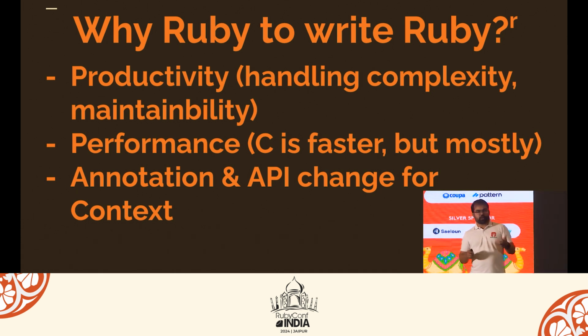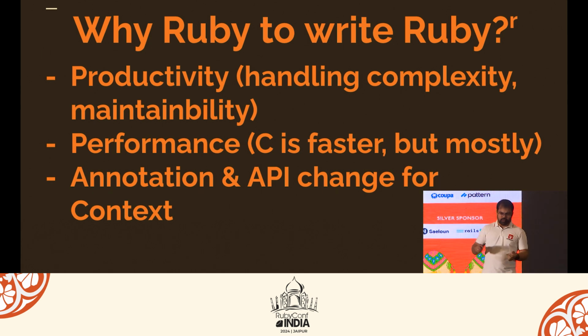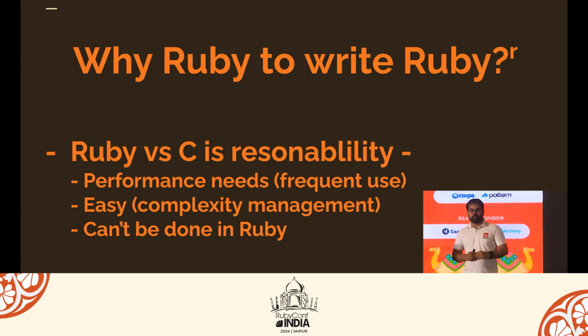So in some cases, if you're upgrading Ruby that fast and your C code is very old and not upgrading as fast, that becomes the bottleneck when the API changes. Okay. And then the next slide that I have is why Ruby to write the Ruby.